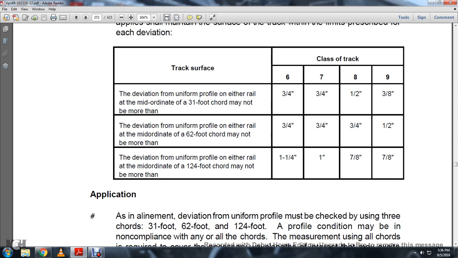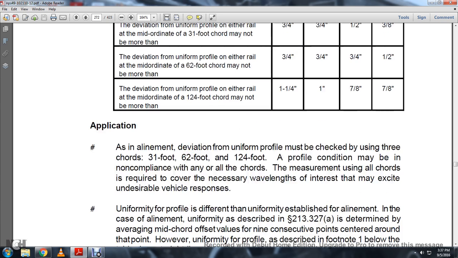The deviation for uniform profile, either rail at the mid-ordinate of the 62-foot chord, may not be more than 3/4 inch for classes 6, 7, 8, and 1/2 inch for class 9. The deviation for uniform profile, either rail at the mid-ordinate of a 124-foot chord, may not be more than 1 1/4 inch for class 6, 1 inch for class 7, and 7/8 of an inch for classes 8 and 9.